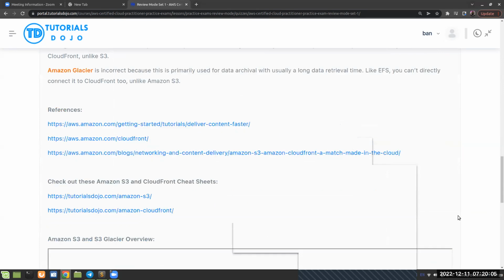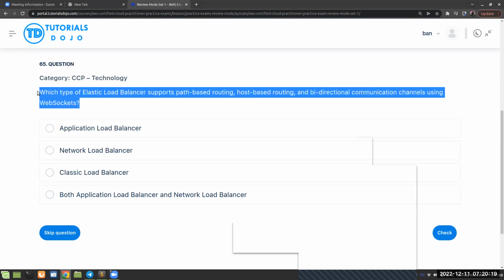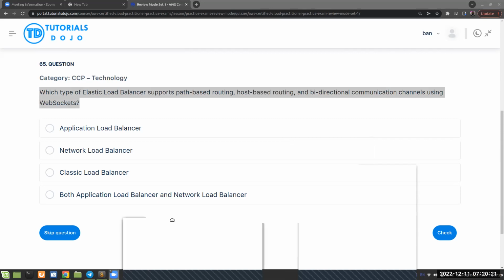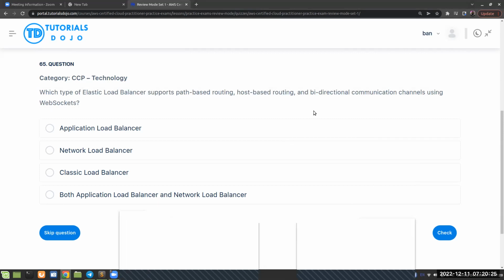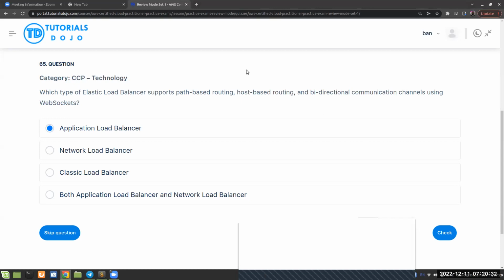Okay, the last question. Which type of elastic load balancer supports path-based routing, host-based routing, and bidirectional communication channels using WebSockets? Now, this is just asking your knowledge on networking. Application. Application load balancer. Two people say that. So let's check and see.